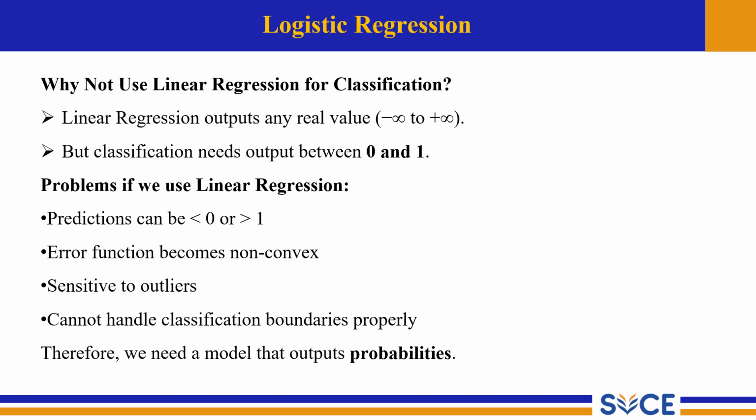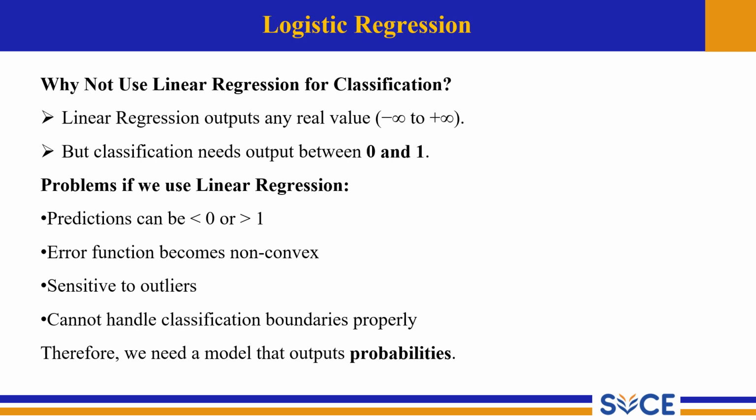The need for probabilistic models. Therefore, we need models that output probabilities. Logistic regression, for example, uses the sigmoid function to squash outputs into a range between 0 and 1. This makes predictions interpretable as probabilities and allows the model to define clear decision boundaries.